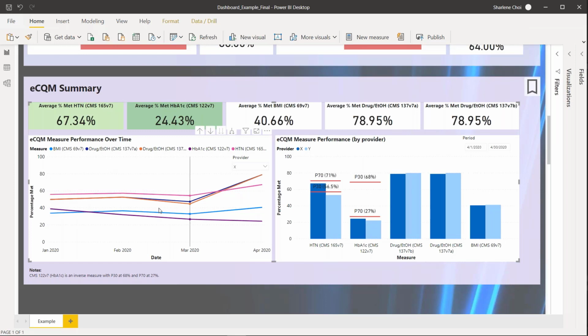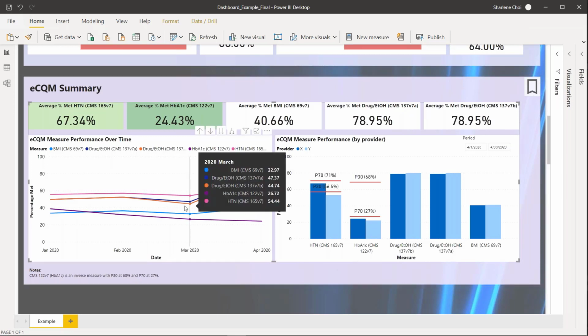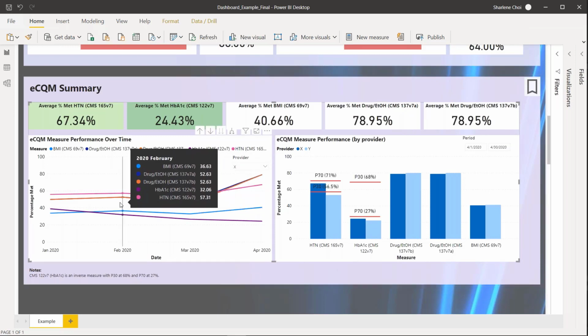So you may choose not to have data labels in order to reduce clutter. However, in this particular data analytics platform, you can hover over the lines, which will show the specific data points, and you can delve deeper into any next steps or any further discussion.